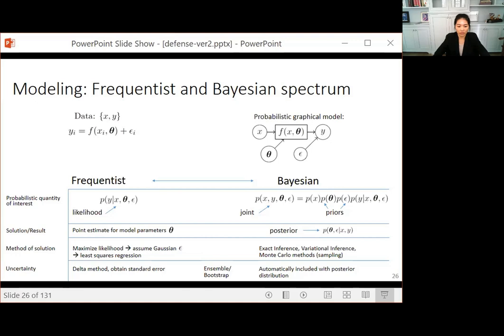And then we can think about ensemble bootstrap as being in the middle between these two sides of the spectrum, because every model from the ensemble is like a sample of the Bayesian posterior, but it is solved in the frequentist setting.